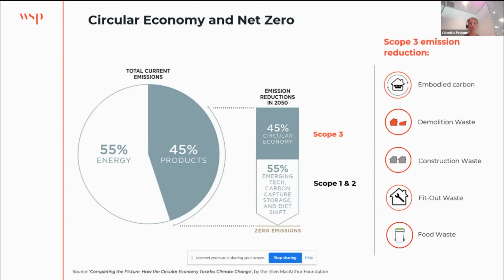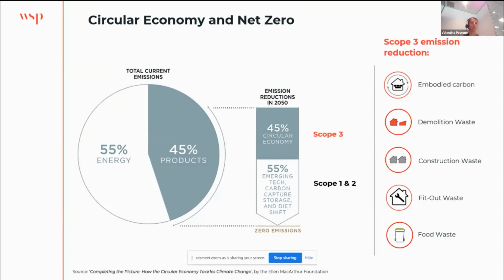We know that we are doing an amazing job in reducing scope 1 and scope 2 emissions, but as you can see on the screen, there is interesting research from the Ellen MacArthur Foundation in the UK, where to truly achieve net zero in the built environment, we still need to reduce our scope 3 emissions. Those are particularly related to embodied carbon, but also to demolition waste, construction waste, fit out waste, operational waste, and also food waste. So there are multiple components that we can work on to reduce our impact in terms of scope 3 emissions.